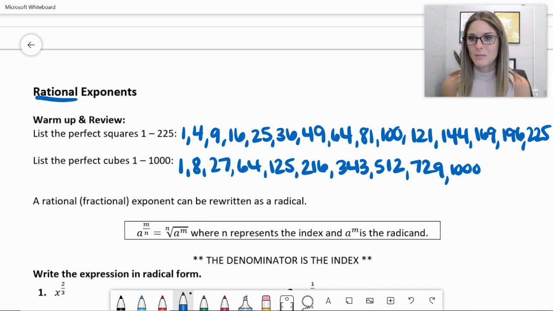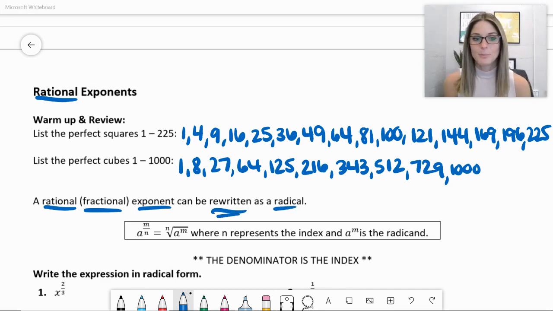Now, most of these really big ones we won't need, but this is now going to be a nice reference sheet for you on these notes. Now, a rational or fractional exponent. Great. Now they're fractions as exponents. Awesome. They can be rewritten as radicals.